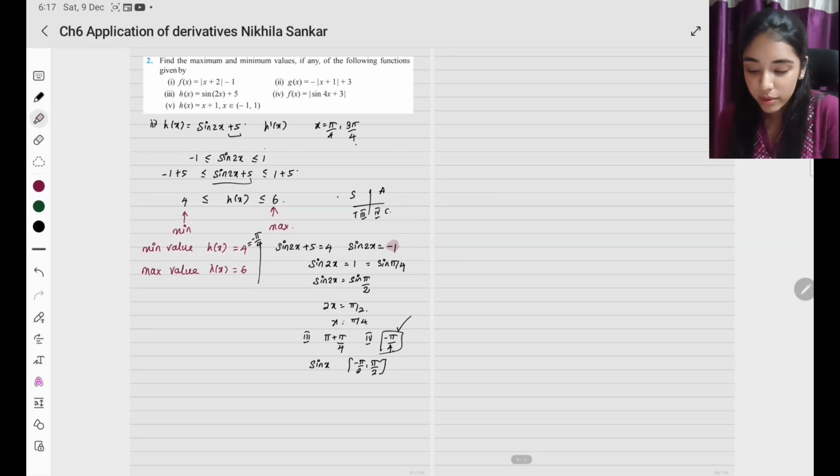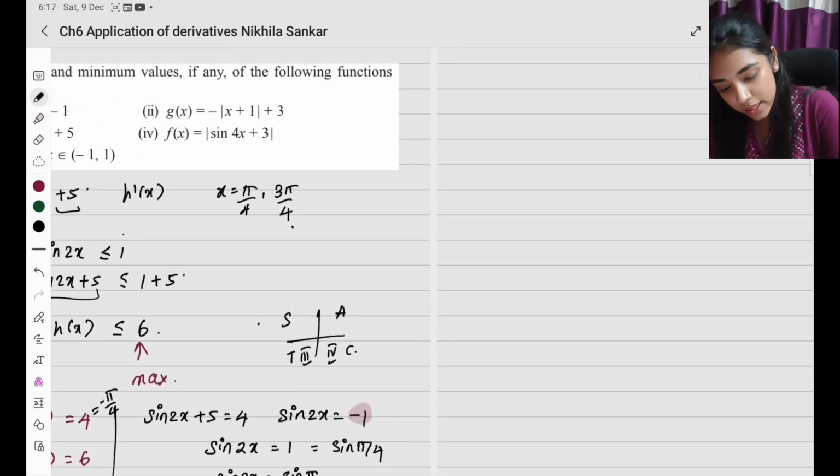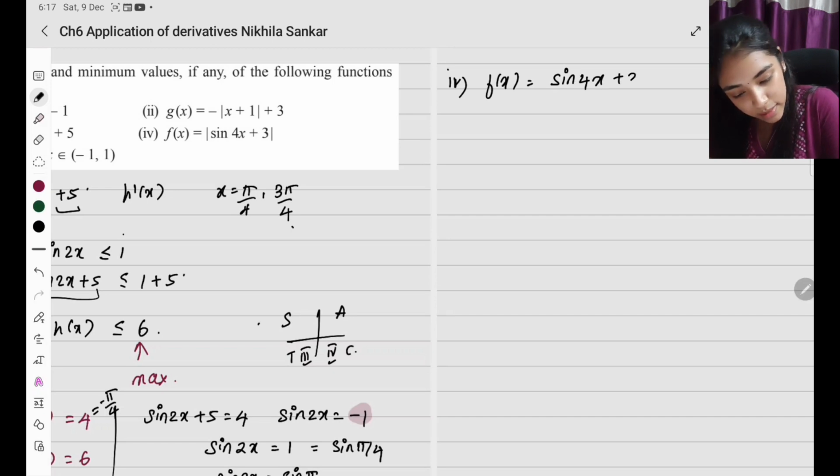I am solving this for you to know how to find the value of x. Now in the exam they will not ask for it, but if they ask, you have to do it in this process. Okay, understood? Now, fourth subsection, I have f of x equals sin 4x plus 3.